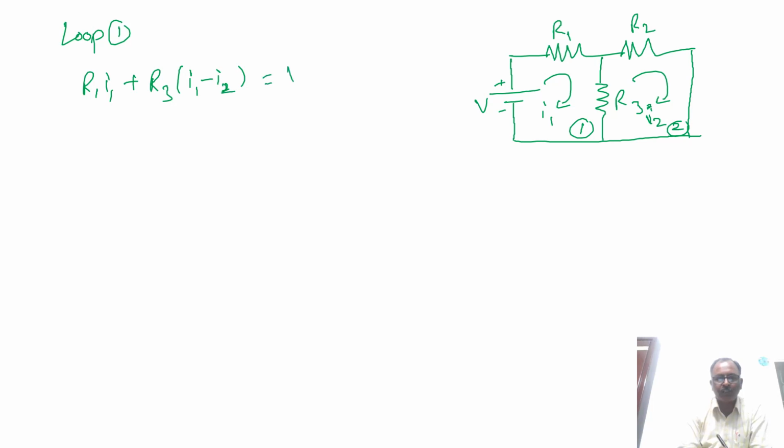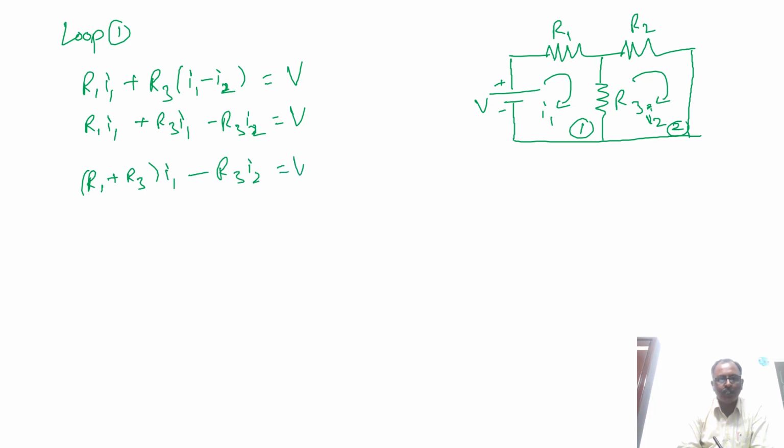That will be equal to voltage V. Sum of voltage drops equal to voltage rise. So, R1 I1 plus R3 I1 minus R3 I2 equal to V. If you take I1 as common, then R1 plus R3 into I1 minus R3 I2 equal to V. Let it be equation 1.